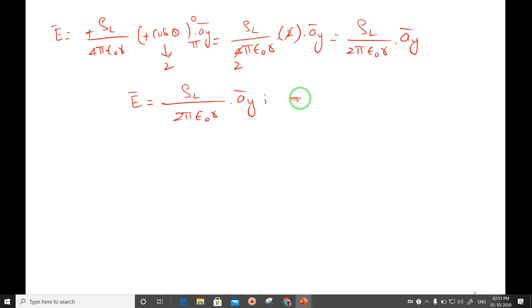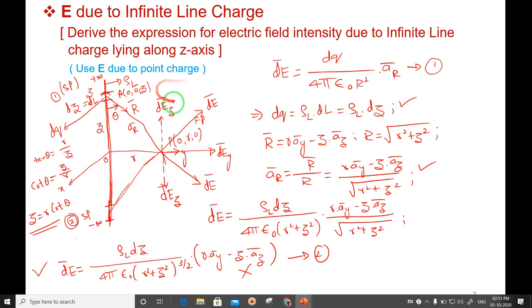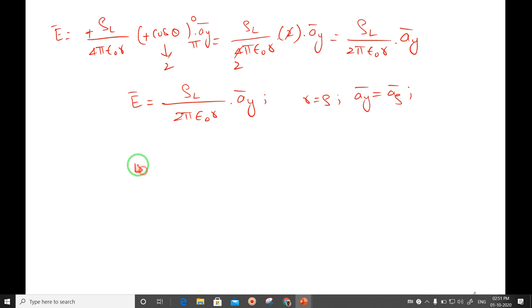Then one thing we can observe here, r is equal to rho, I will tell you. Then ay is equal to a rho. How we will see it in the diagram? See here. Observe the diagram. This is infinite line charge, and it is better to use cylindrical coordinate system, right? So if I use cylindrical coordinate system, this is the radial distance, right? So r is equal to rho. Then this is along ay direction, this is radial direction, so I can write a rho. It is equal to ay, one and the same. So ay is equal to a rho, r is equal to rho. So I'll substitute here. So E vector is equal to rho L by 2 pi epsilon naught rho into a rho.